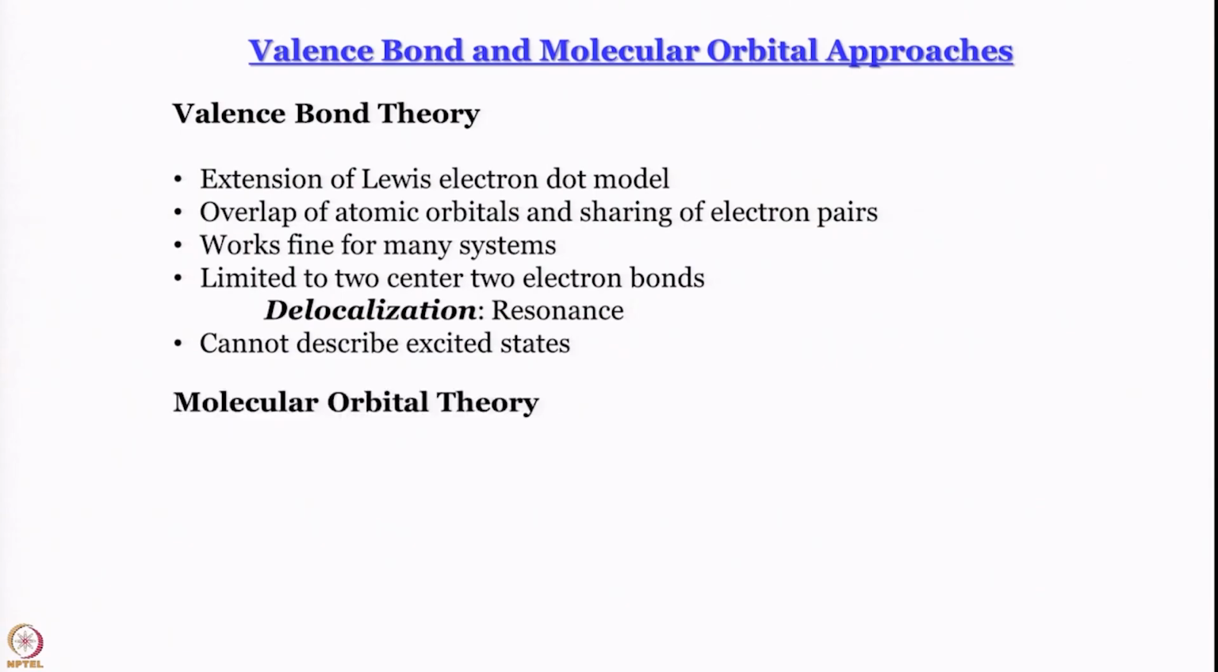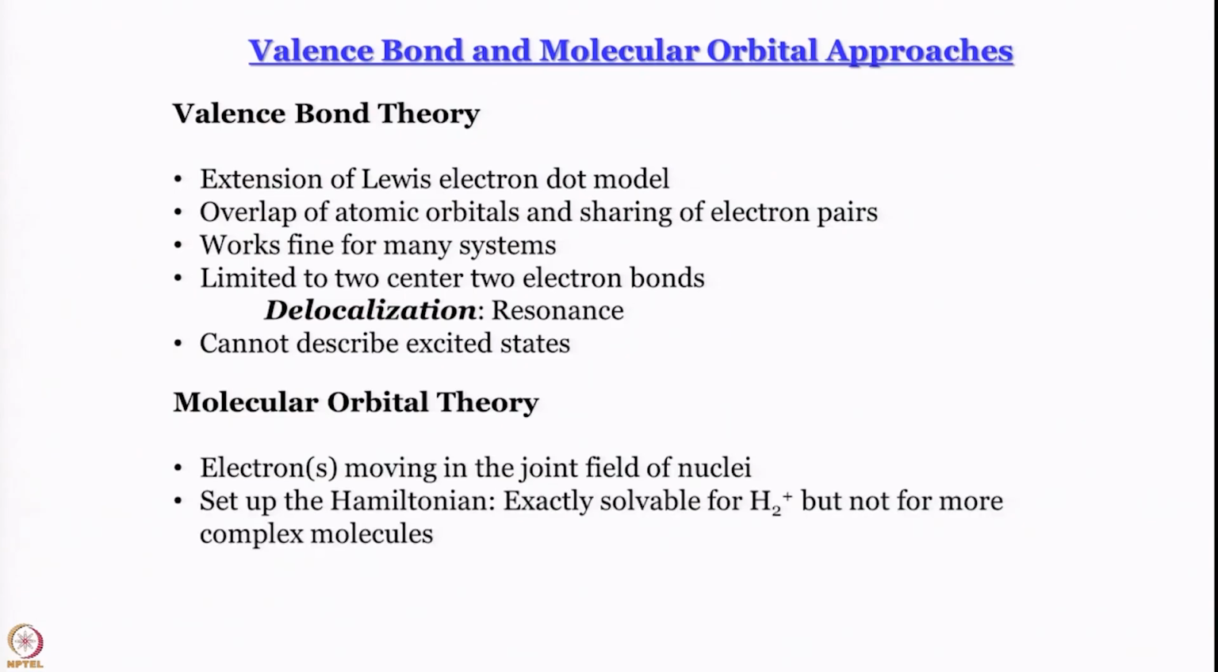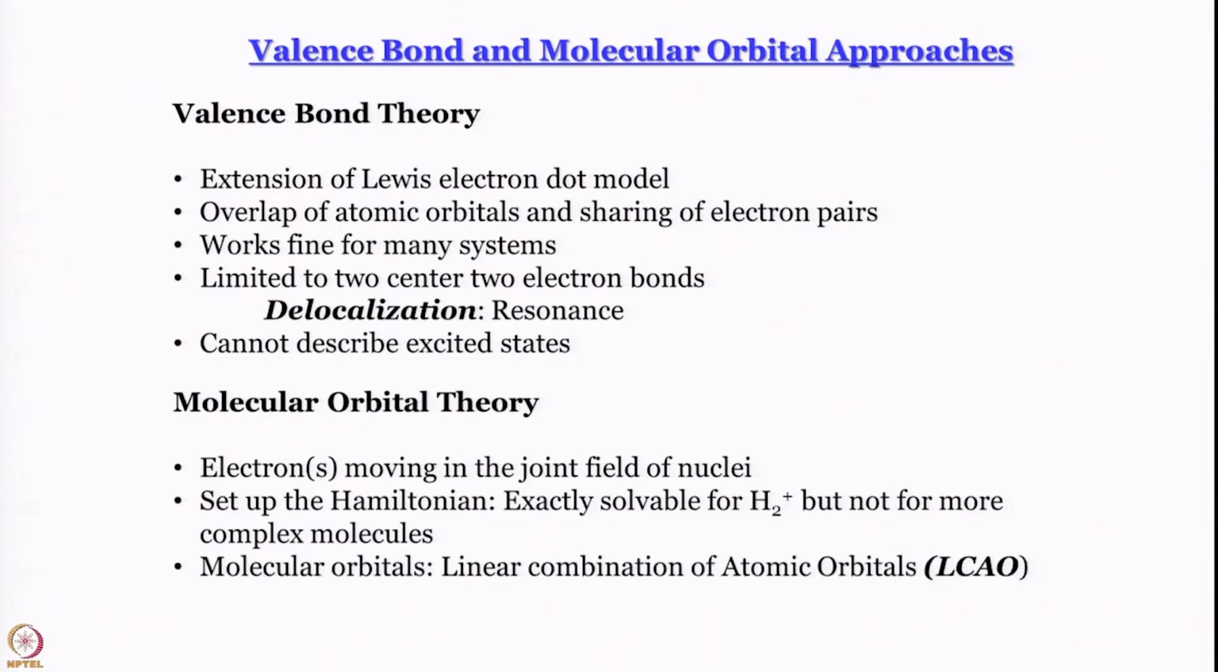So, the way out is to use molecular orbital theory, in which you consider the electrons to move in the joint field of nuclei, and you set up the Hamiltonian. Well, we will set up the Hamiltonian for valence bond theory as well today. But in molecular orbital theory, you set up the Hamiltonian, and you can solve the Schrodinger equation with this Hamiltonian exactly for H2 plus, and we will not even do it. But the moment you add one more electron, you encounter the usual complications that we got with many electron atoms, and we get more because now you do not only have more than one electron, but you have more than one nucleus as well.